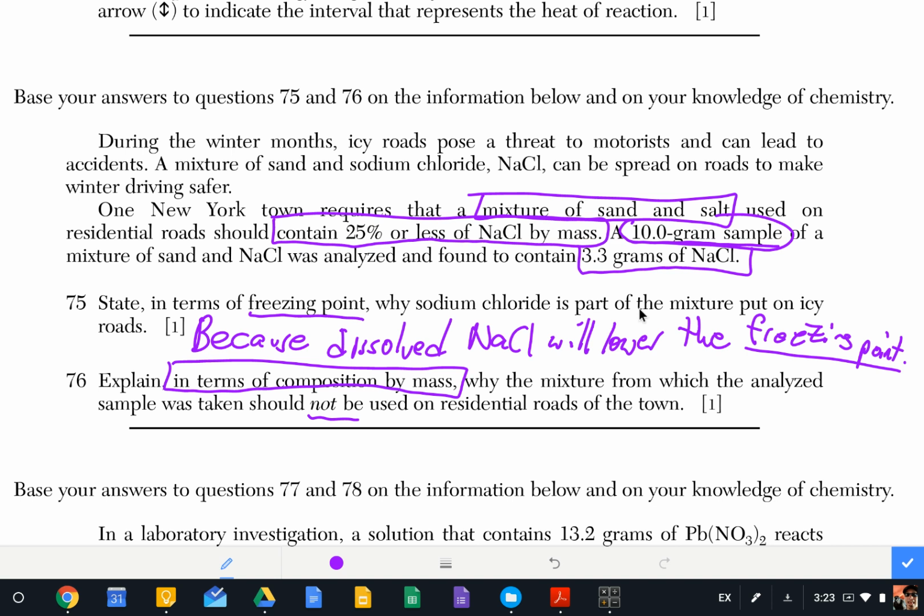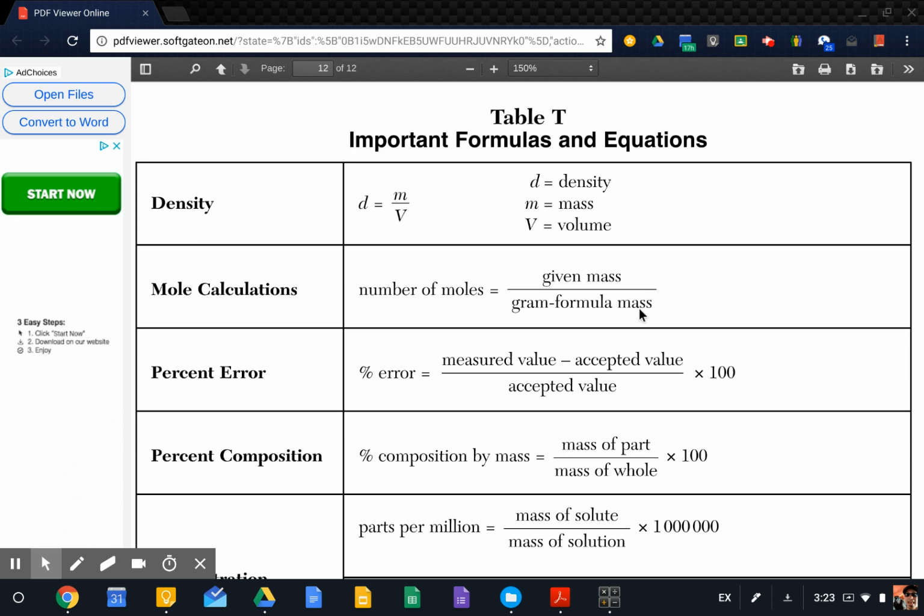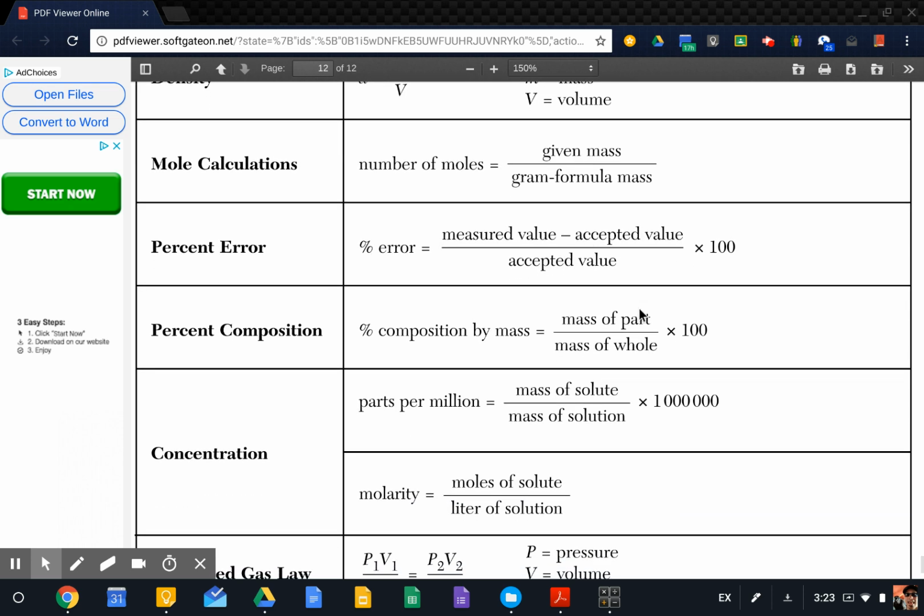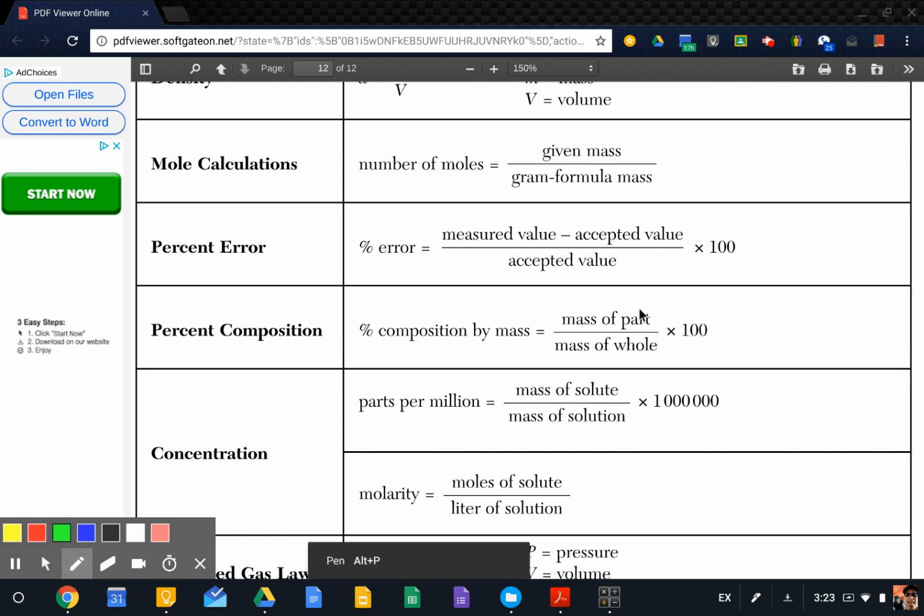Okay, go back to the reading with me. This town says that the amount of sodium chloride put on the ground to stop ice from forming should only be 25% maximum or less sodium chloride by mass. This analysis showed that 10 grams of the mixture had 3.3 grams of sodium chloride. So what we want to do here is use the equation for percentage error. If you look at the equation for percentage error, it's pretty easy.